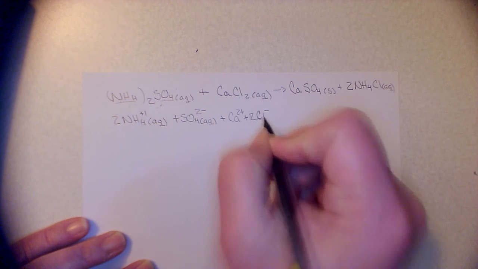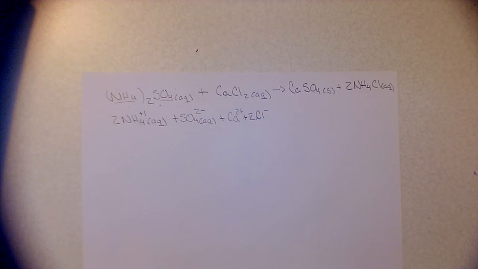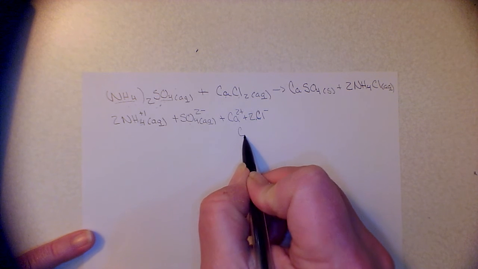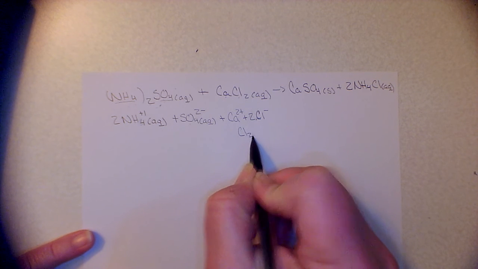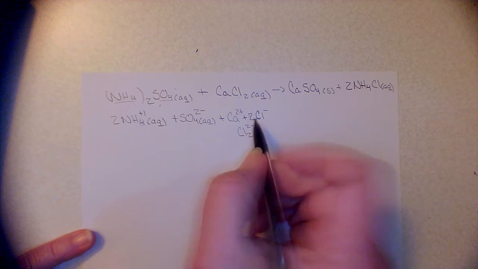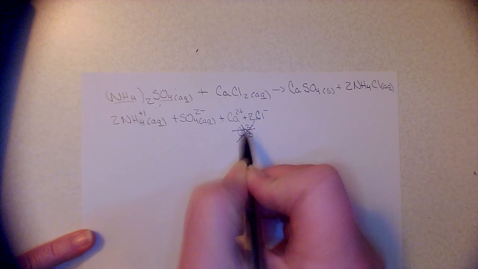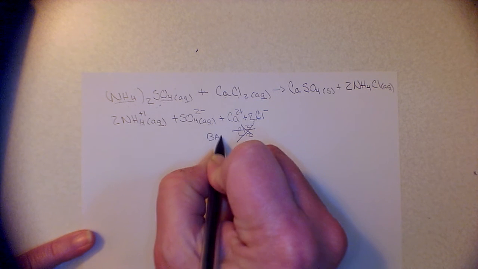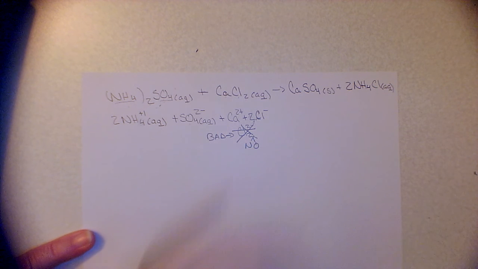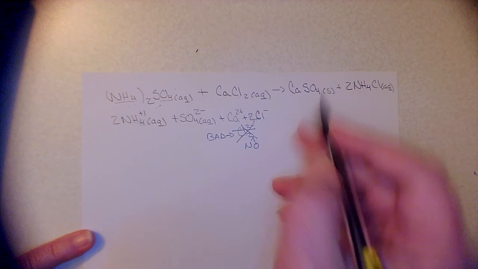So that's Ca2+ plus 2 Cl-. Now, one thing I want to emphasize is what you don't have and what you will never write. You will never write this. That is not true. This is bad, don't do it. Okay? So these are the ions.